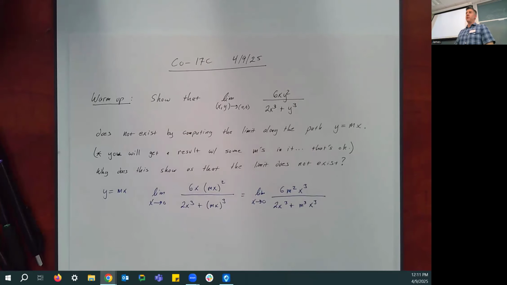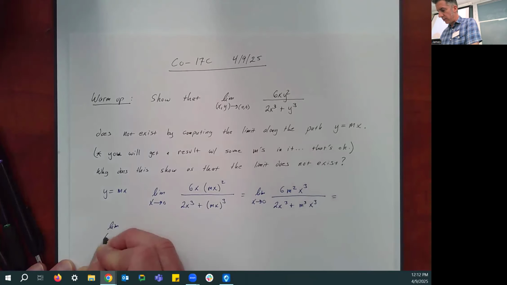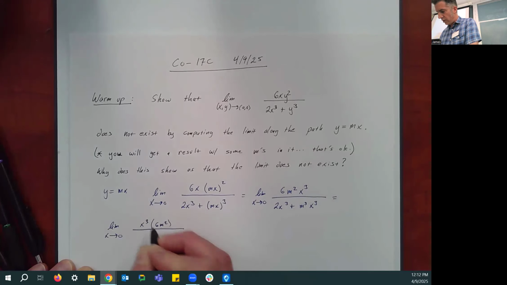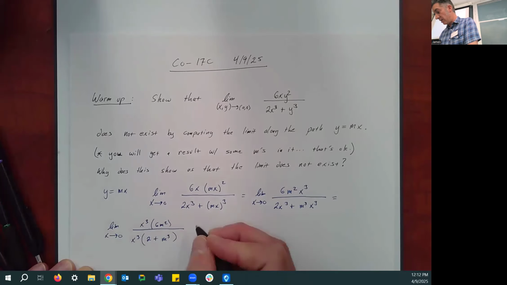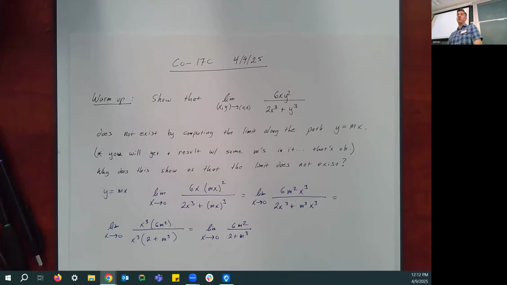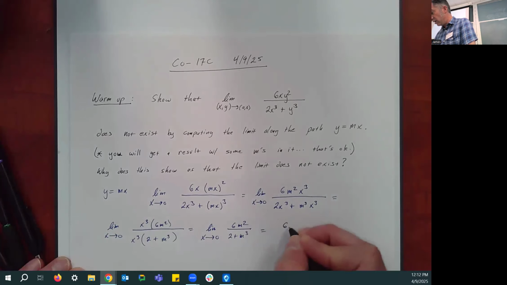Notably, both the numerator and denominator have x to the third power in all the terms, so we can factor that out. We could rewrite this as the limit as x approaches 0 of x cubed times 6m squared over x cubed times 2 plus m cubed. The x cubeds cancel, and we get the limit as x approaches 0 of 6m squared divided by 2 plus m cubed. There aren't any x's anymore, so as far as x is concerned, this expression is a constant, and the limit of a constant is that constant. So our limit is 6m squared divided by 2 plus m cubed.